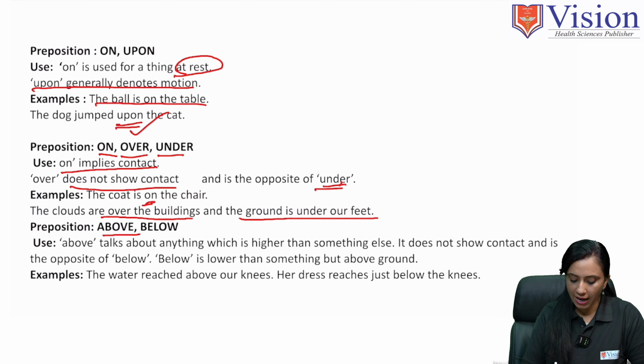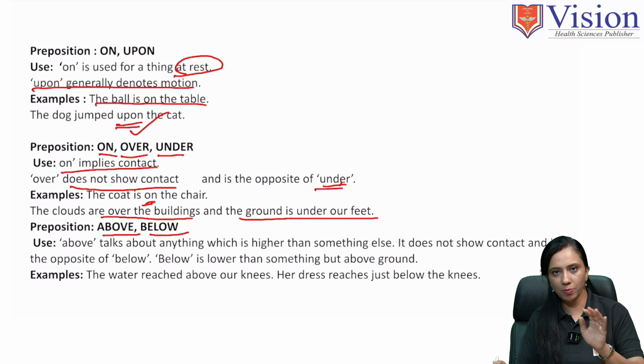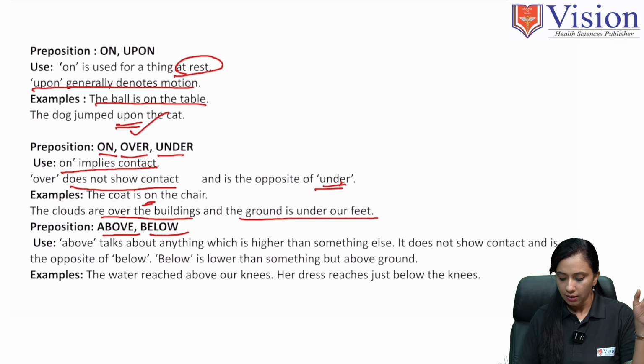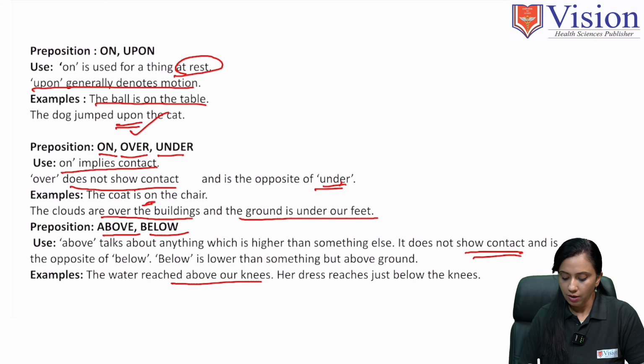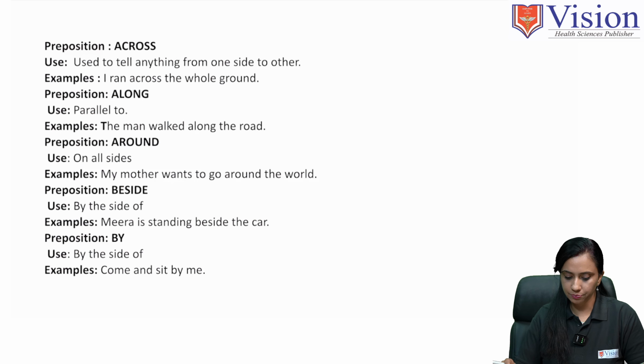Then above and below. Above talks about anything which is higher than something else. There has to be a comparison, a comparative picture, when we are using above and below. So it is not showing contact and is the opposite of below. Let's see the example. The water reached above our knees. So that is the comparative picture. We are taking the knees. The water is reaching above the knees. Her dress reaches just below the knees. So the opposite of above is below.